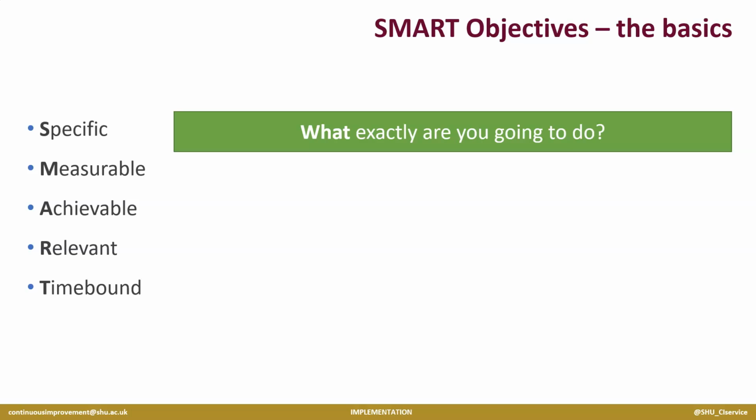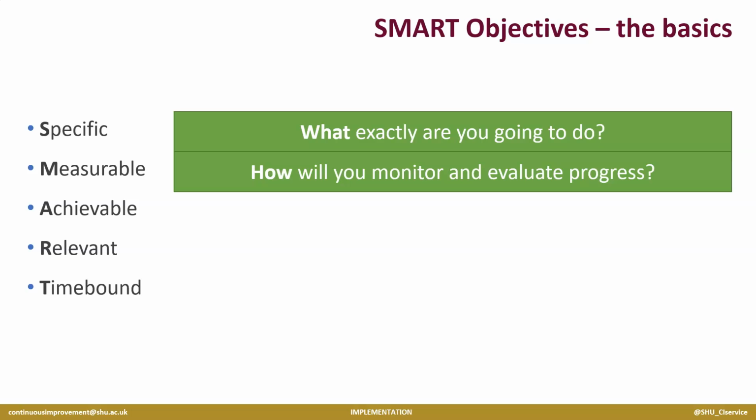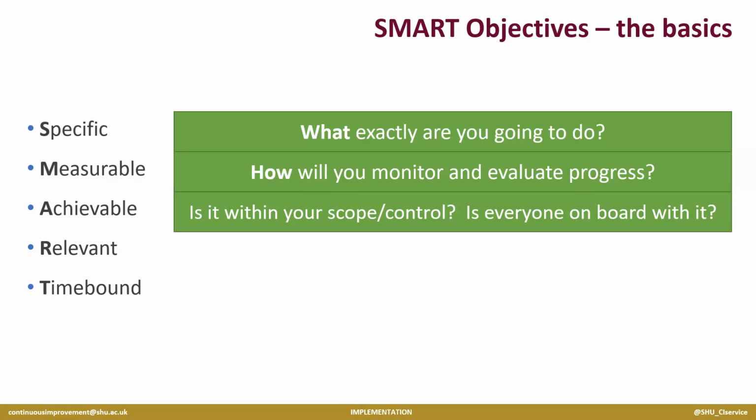Specific. What exactly are you going to do? How can we fix this problem? What specific improvements do we want to see? Measurable. How will you monitor and evaluate progress? What is our starting point and what is our end goal? How will we know when the problem has been resolved or when improvements have been made? Achievable. Is this within your scope or control? Who will need to approve this? Who will do the work and who else needs to be involved?